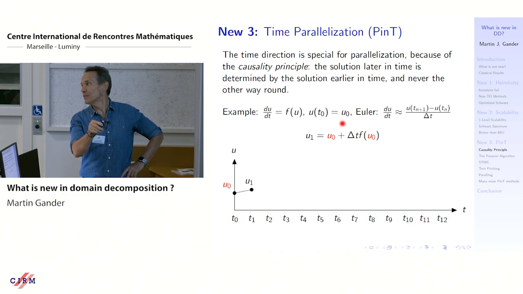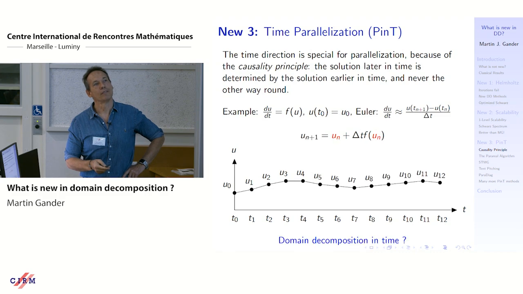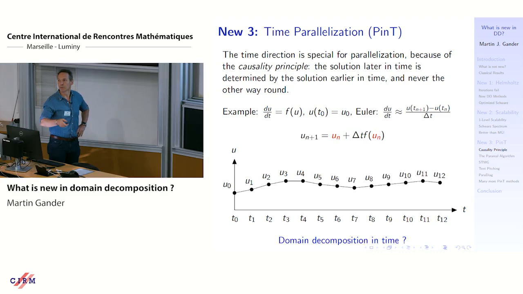And to tell you why this seems difficult, I discretize by an Euler stepping method. So if I know U0, the initial condition, I can calculate an approximation of U1 with this recurrence relation. And then once I know U1, I can do U2. And then I can do U3. And then I can do U4, 5, 6, 7, up to 12. Completely sequential process. And what one wants to do in PinT is one wants to solve this in parallel.